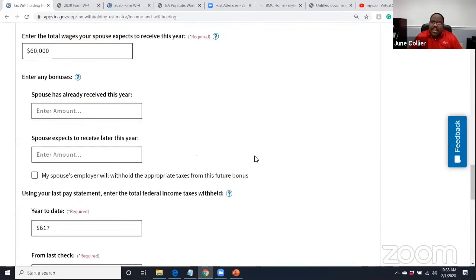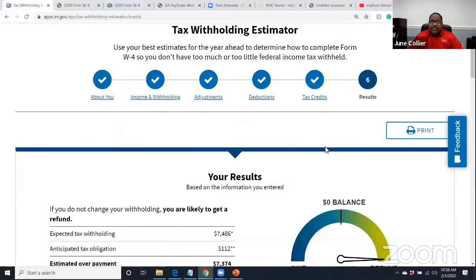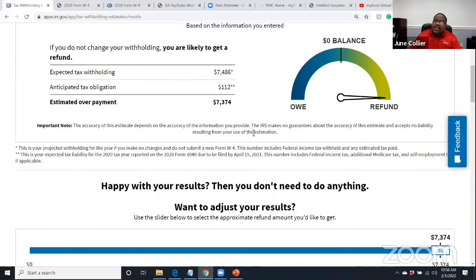And let's take a look at what their tax obligation will be. So their tax obligation now is $112. So if they put a little bit more in their 401k, they could actually get their tax obligation down to zero. Ladies and gentlemen, this is what we call income shifting.